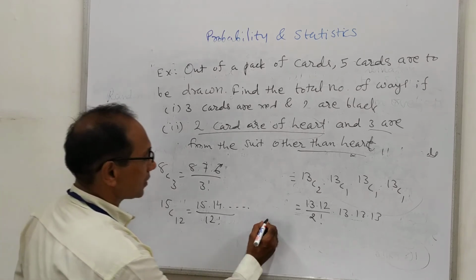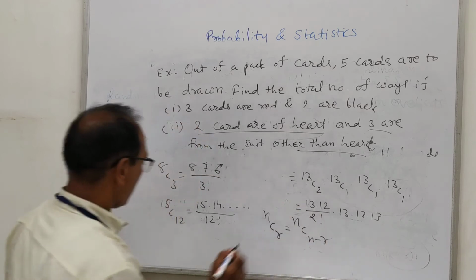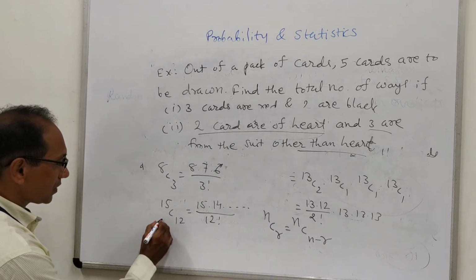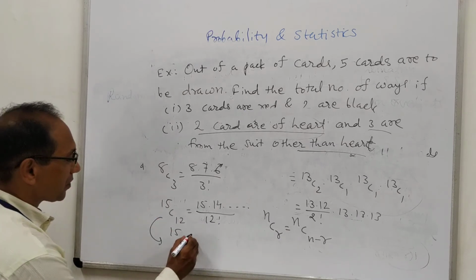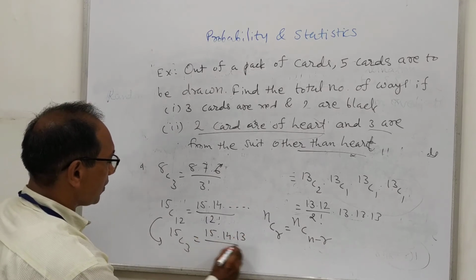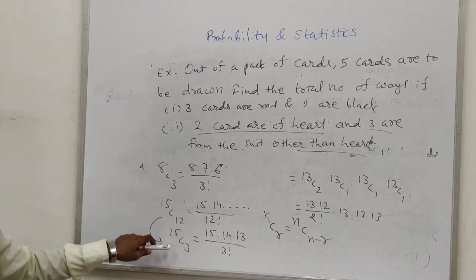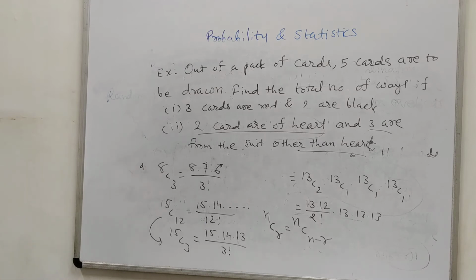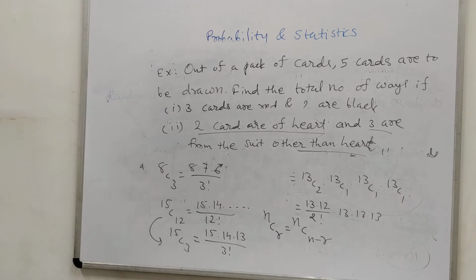Instead of this, you remember here that nCr is also equal to nC(n minus r). So by using this, we can write down this same thing as 15C3, since 15 minus 12 is 3. And then 15C3 is very easy to solve. That means 15 into 14 into 13 divided by 3 factorial. 3 factorial means 6. We get the same answer. So whenever you want to find out such a value, you can reduce it to the smaller one, so you can calculate this very easily.